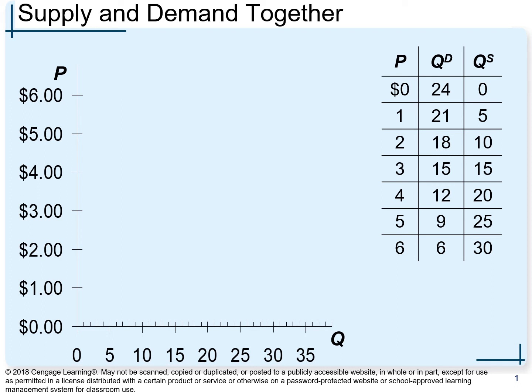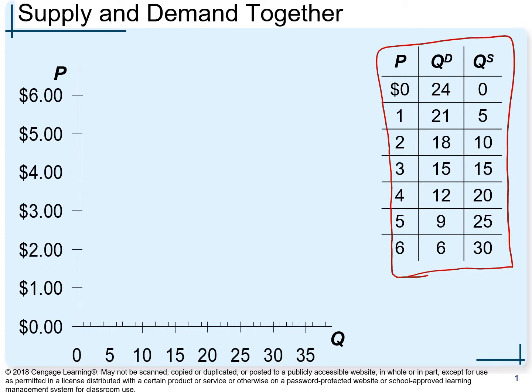Hey guys, moving along with chapter 4, now we're going to put supply and demand together on one and the same graph. So over here to the right, we have our supply and demand schedule. And I want to talk about this graph a little bit. Let's suppose, guys, you were looking at this table and you didn't have indication of quantity supplied and quantity demanded, just cover them up and forget about that.